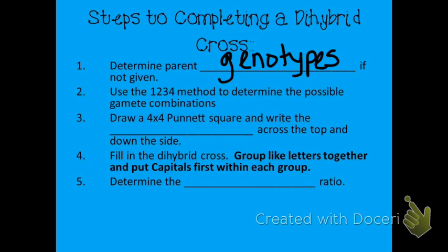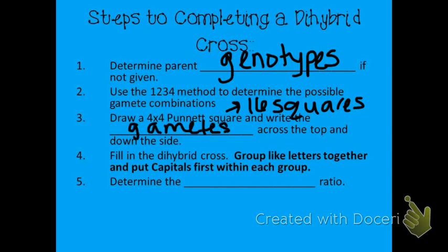Step 3 is that we're going to draw a 4x4 Punnett square. So 4x4, this is actually going to end up being a total of 16 squares in size, okay? And we're going to draw this Punnett square if it's not drawn for you already, and you're going to write the gametes that we figured out in step 2 across the top and then down the left side. Right? So that's pretty easy so far.